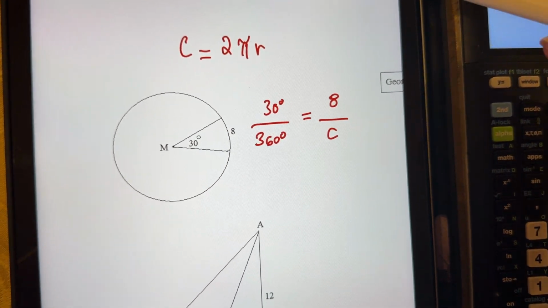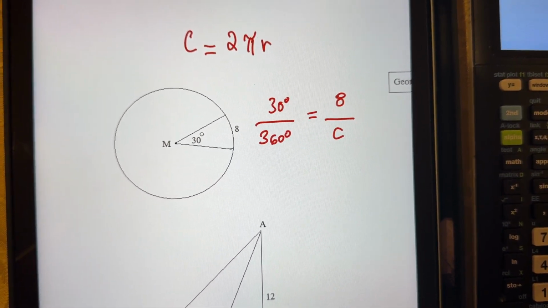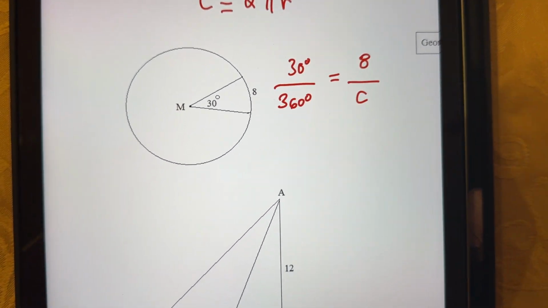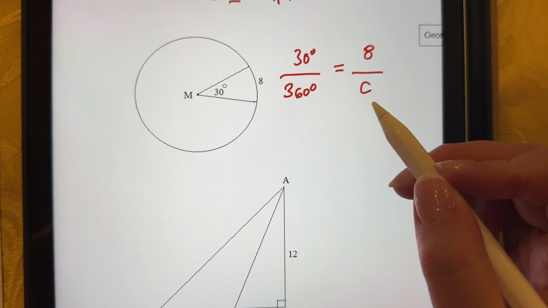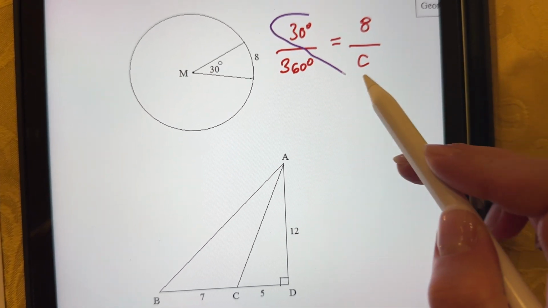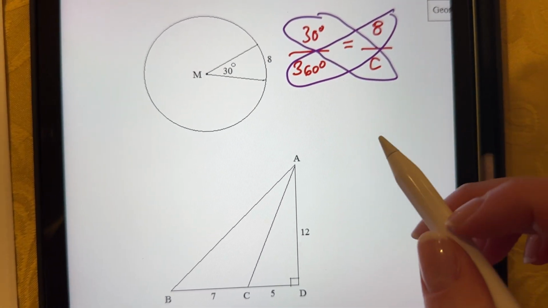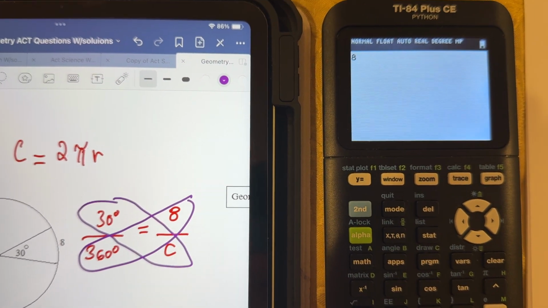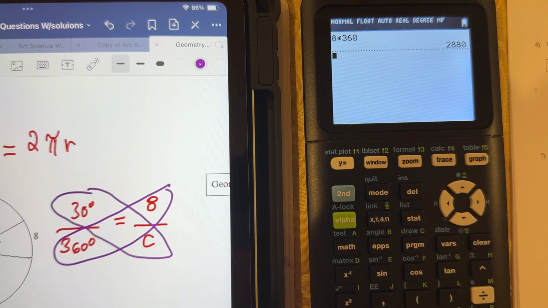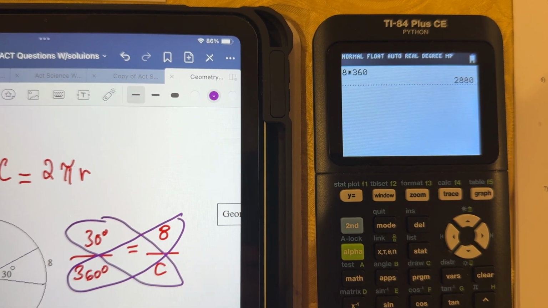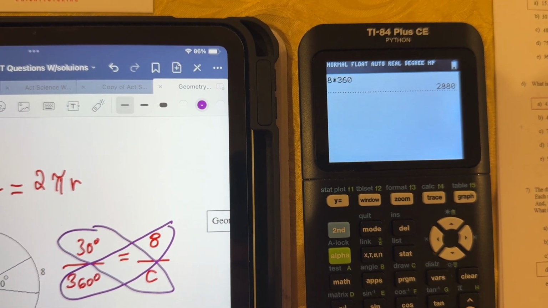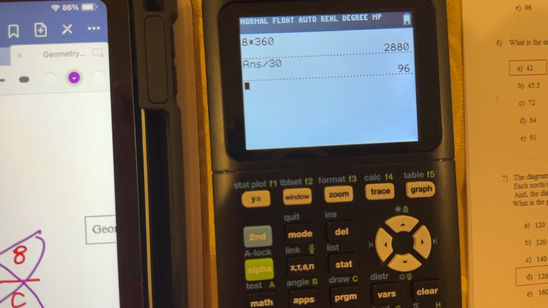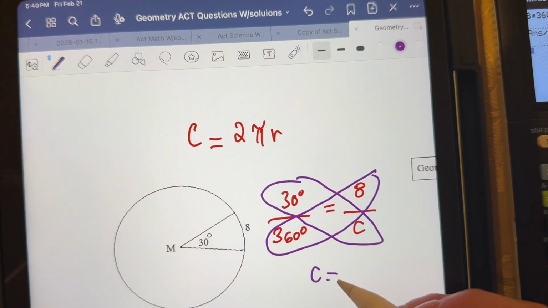Now we want to solve for the circumference. We don't know what it is right now. We just have this proportion, this ratio. Like with any variable, when we set it up in this way, we're going to solve for c by cross multiplying. So we're going to do 30 times c, 8 times 360. On your calculator, 8 times 360 is 2,880. And 30 times c is just 30c. So we're going to divide this by 30, and this is the value of c. Our circumference is 96. So c is equal to 96.